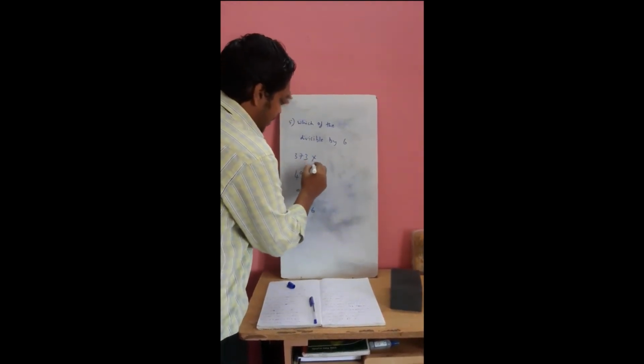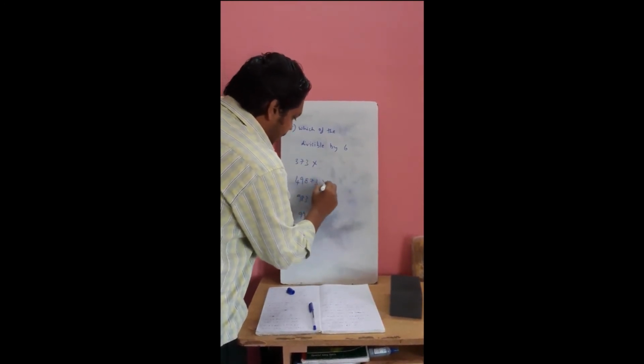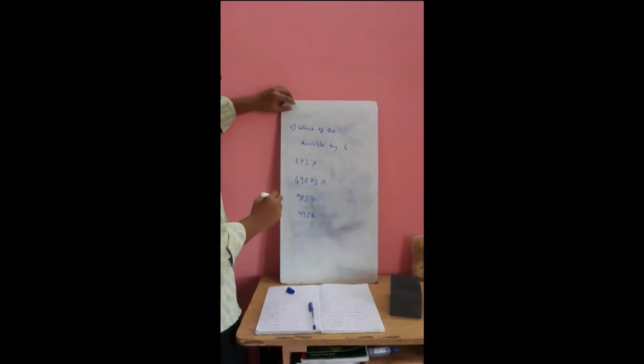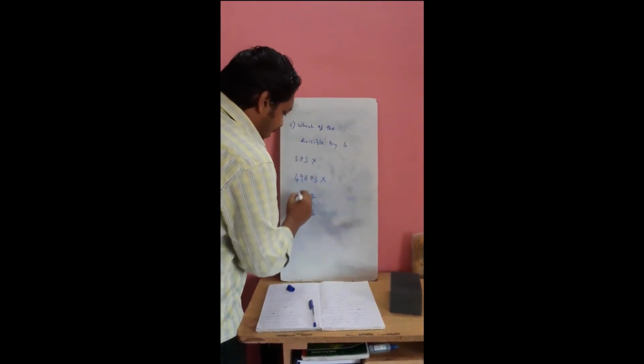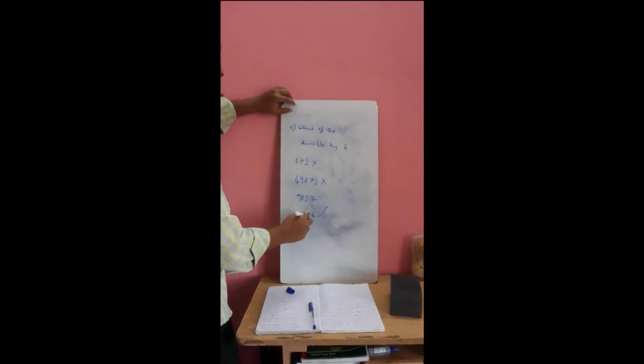373 is not divisible by 6 since it is not an even number. 49873 is not divisible by 6 since it is not an even number. The only even number available among the 4 choices is 9936, and hence 9936 is divisible by 6.